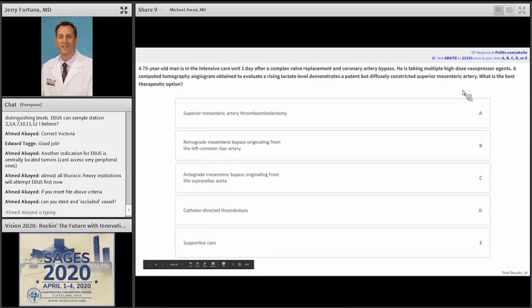A 75-year-old man is in the intensive care unit one day after a complex valve replacement and coronary artery bypass. He is taking multiple high-dose vasopressor agents. A CT angiogram obtained to evaluate a rising lactate level demonstrates a patent but diffusely constricted superior mesenteric artery. What is the best therapeutic option? A, superior mesenteric artery thromboembolectomy. B, retrograde mesenteric bypass originating from the left common iliac artery. C, antegrade mesenteric bypass originating from the supraceliac aorta. D, catheter-directed thrombolysis. E, supportive care.